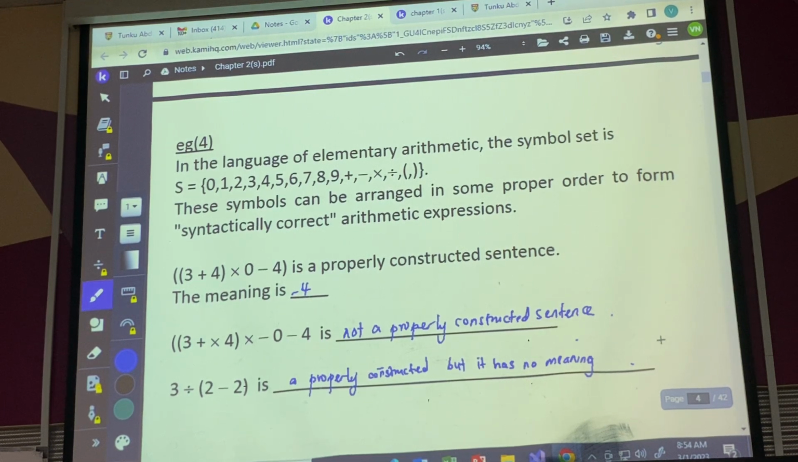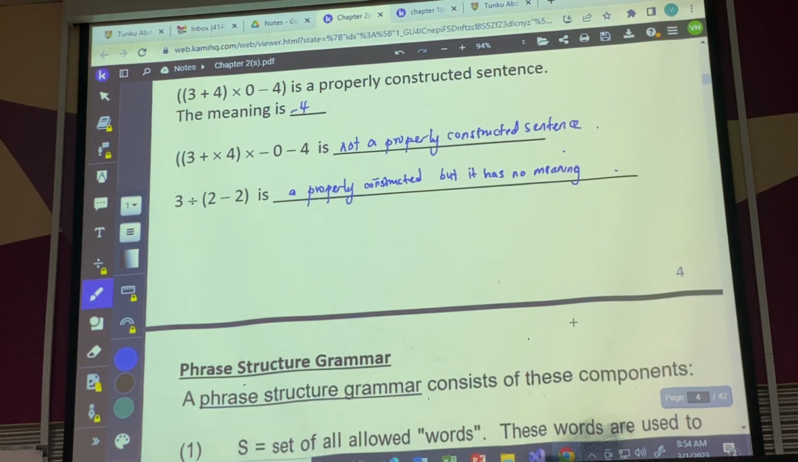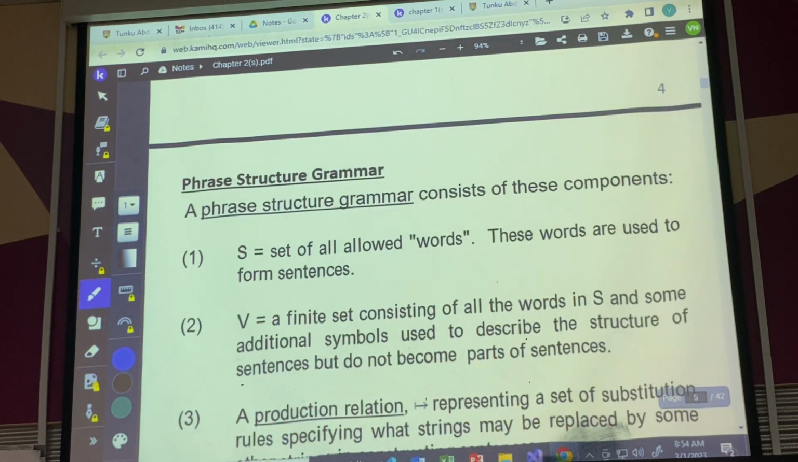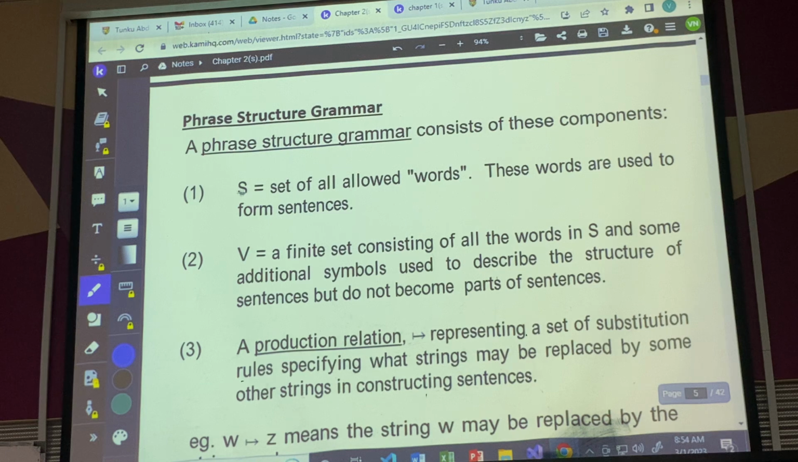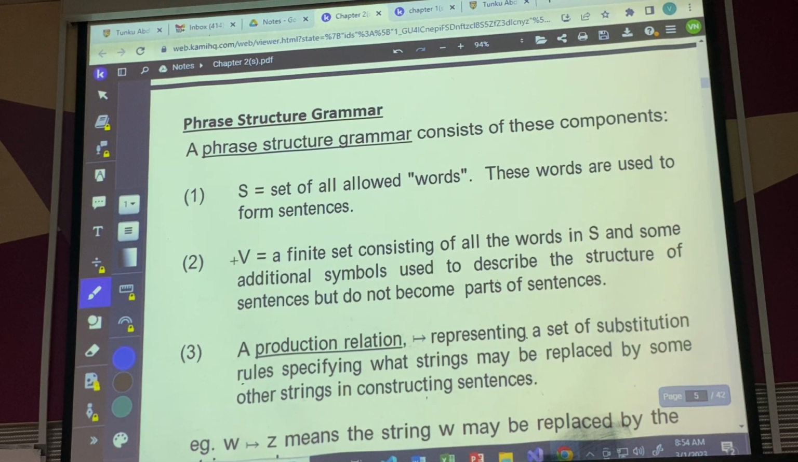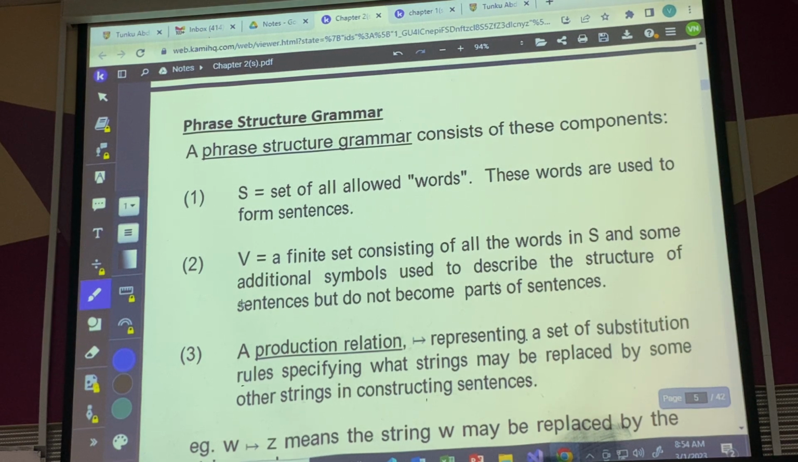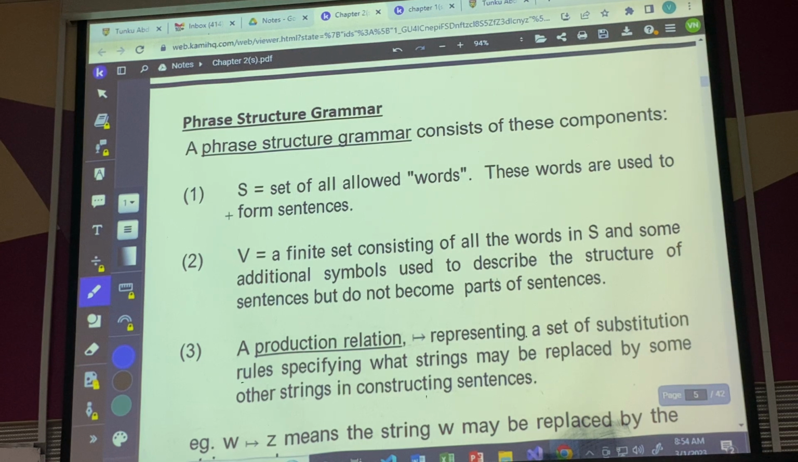So these are the 3 examples for the 3 components just now. Then when we come to the phrase structure grammar, here you have the three components as I said just now, meaning that in the correct structure grammar we need to have all these. First is the set S again. What are the words we use to form the sentence? The V here will be the set of words including the words we use to form a sentence and some of the words that cannot be used to form a sentence.